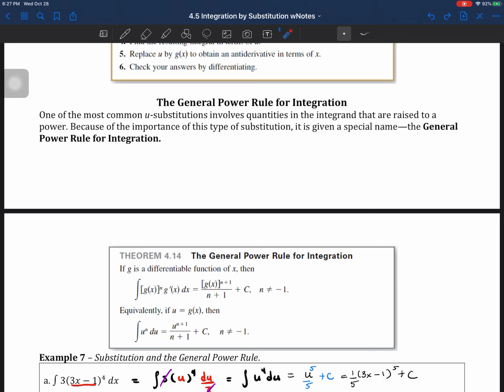So just remember that the general power rule is applying the same technique that we used before, except that this technique is specifically used for functions where we can actually find the actual values. So one of the most common u substitutions involves quantities in the integrand that are raised to a power. Because of the importance of this type of substitution, it is given a special name, the general power rule for integration.